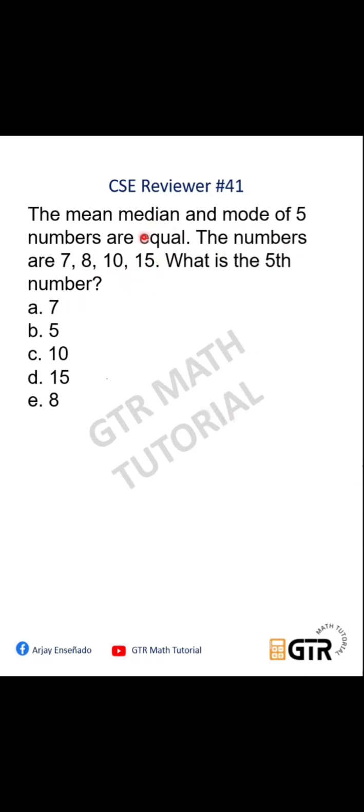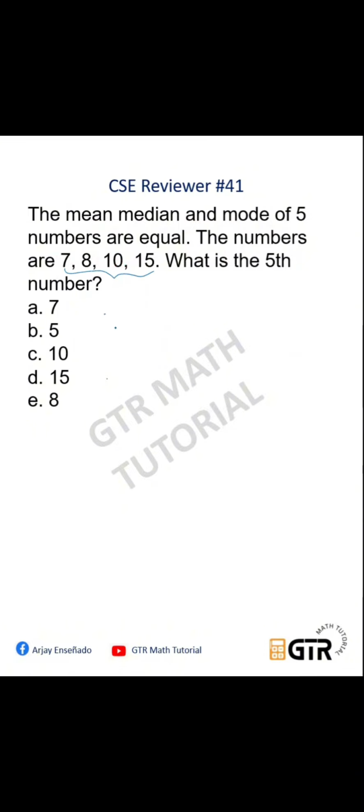So para sagutan yung ganitong type ng problem, kapag nakita nyo yung mean, median, and mode ay equal, ang shortcut para dito ay kuhanin lang natin ang mean nitong given na apat na numbers. So kunin natin yung mean or yung average. Okay, so kunin lang ang average nito.